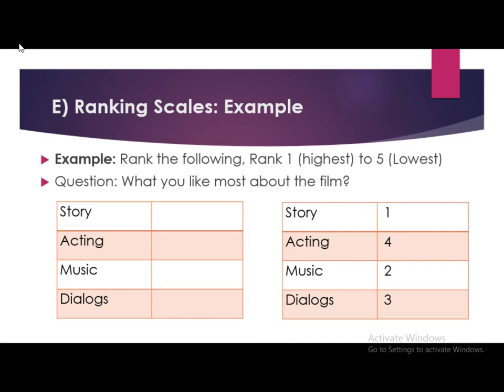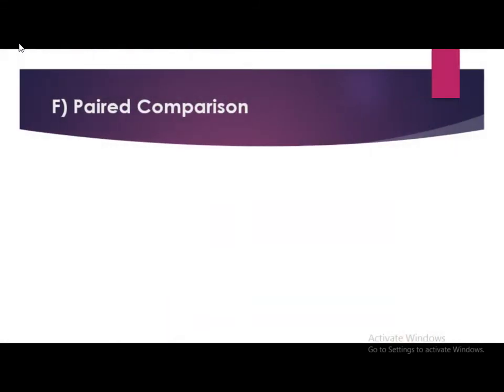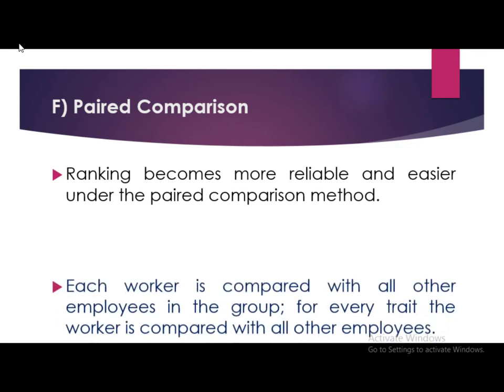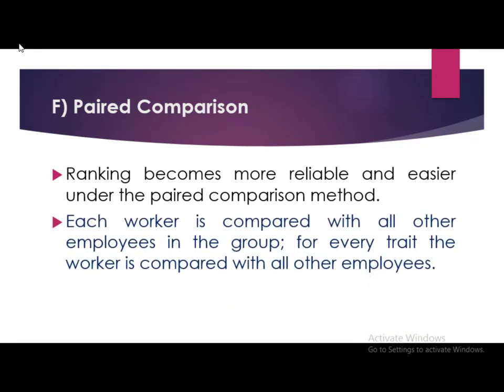Later on you can calculate mean values, and the highest and lowest can be found out after the responses of 100 or more respondents. So this is about the ranking scale. Now next is the paired comparison scale. Ranking becomes more reliable and easier under the paired comparison method. Suppose we take one example: each worker is compared with all other employees in the group. After every trait, the worker is compared with all other workers in the same department.